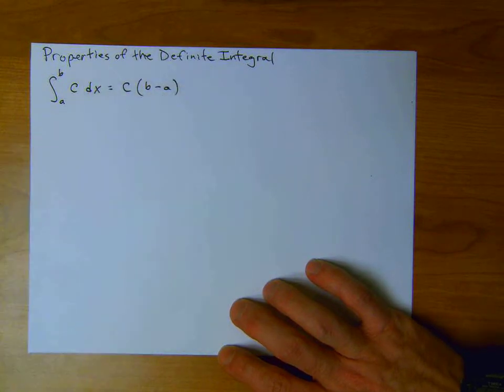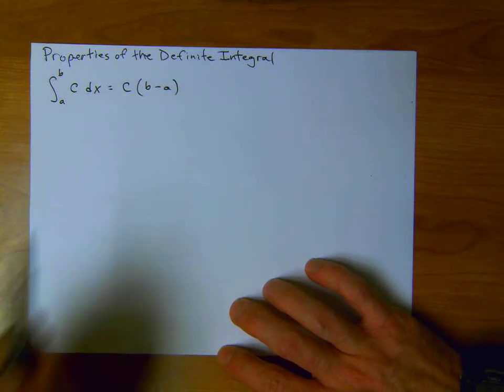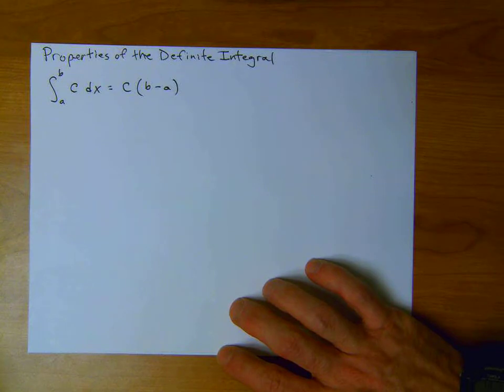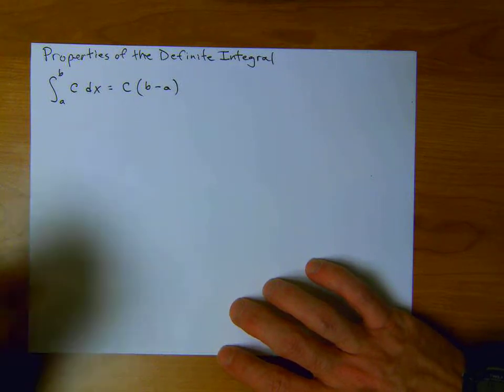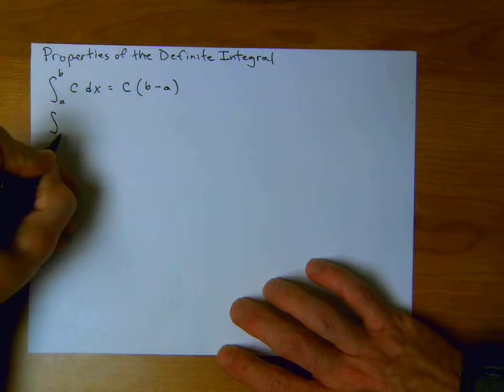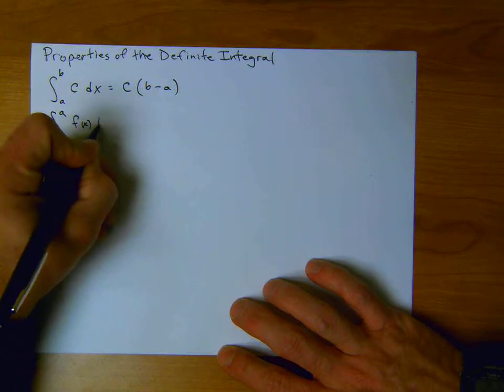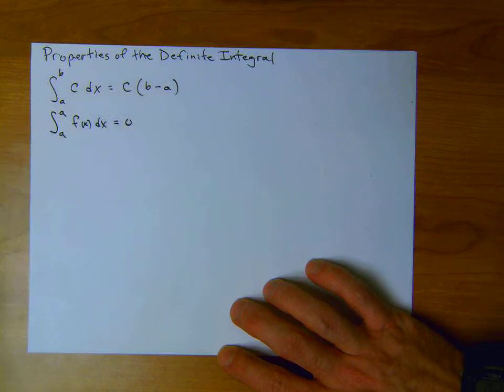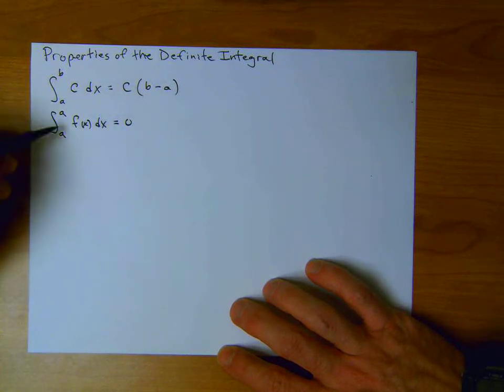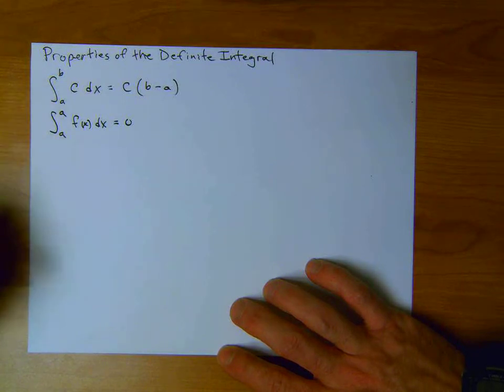I'm not going to discuss these because we investigated these in the lab that we did, so you should be able to verify these results in the lab. Another one is the integral from a to a of any function f is going to be 0, right? And that's because basically we have no area here, right? We're not going anywhere. It's just a line at a.